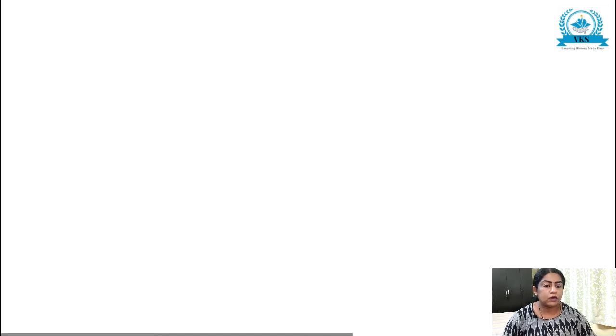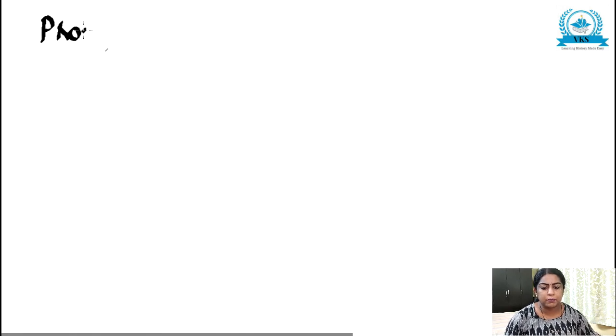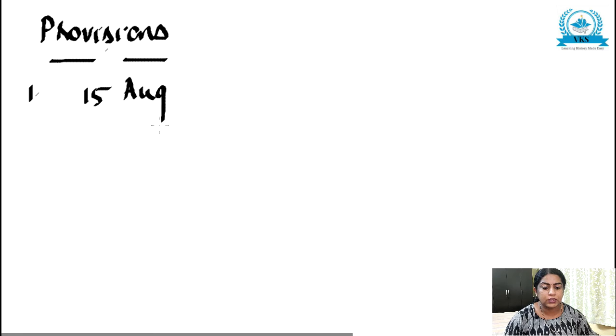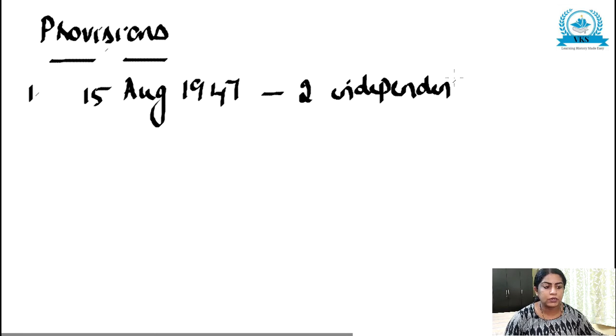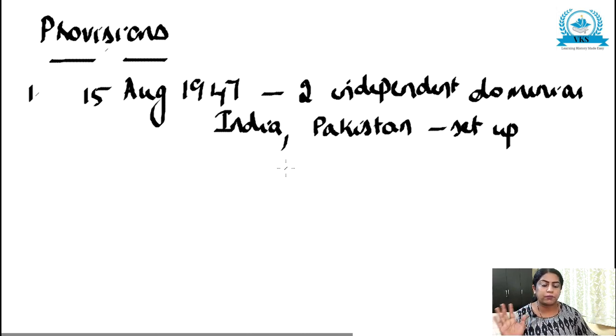Now let us see what are the main provisions of the Act of 1947. The first provision: the Act provided that on 15th August 1947, two independent dominions, that is, India and Pakistan, would be set up, and it provided for complete transfer of power.